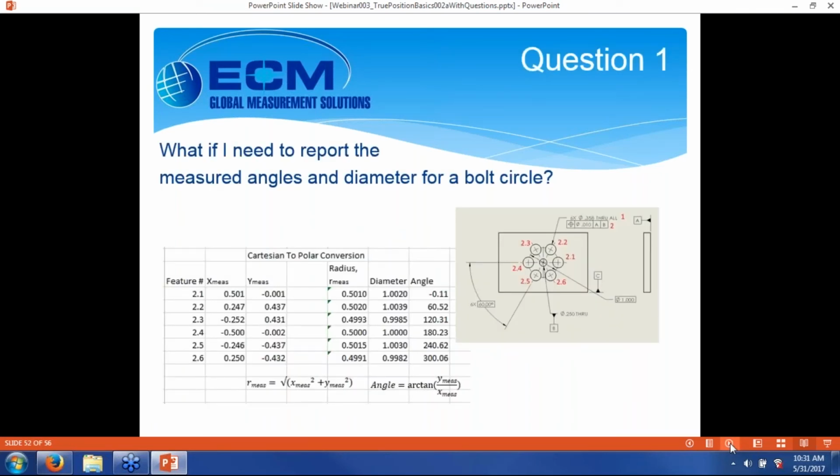First question was, what if I need to report the measured angles and diameter for a bolt circle? Okay. Right, so we measured our holes and we recorded that data as XY. You just do the same calculations backwards that we did to figure out where the nominal position of the holes in XY coordinates was from that kind of polar coordinate system that we were originally given.